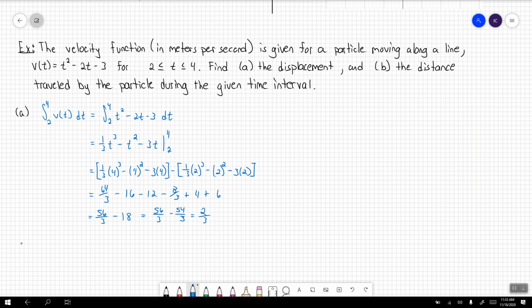So the displacement is 2/3 of a meter. Okay, so again, if you want to approximate this, that's okay, but I encourage you all to give me exact answers. The exact answer here would be 2/3.